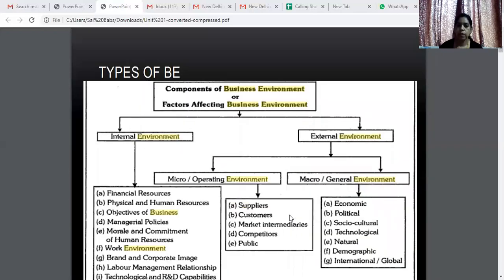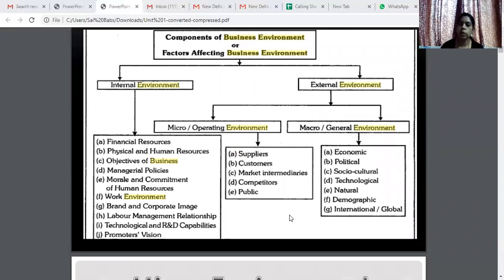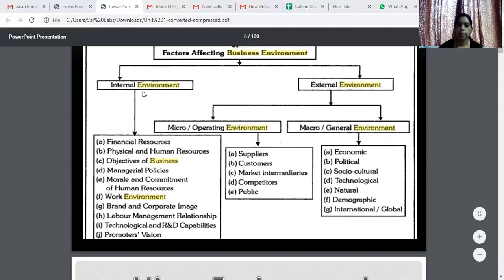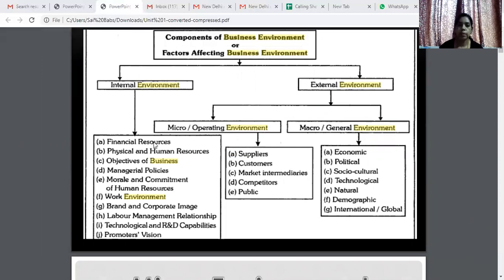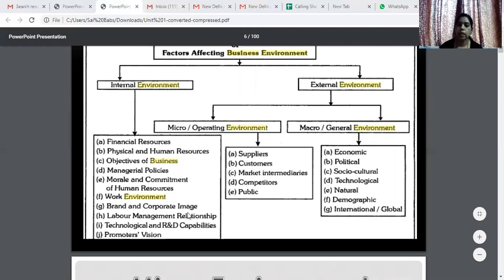Then types of environment. Environment will be divided into two parts generally, internal environment and external environment. So internal environment means the environment within the organization. External environment means external environment that is outside of the firm. So internal environment means the financial resources, physical and human resource, objective of business, managerial policies, moral and commitment of human resource, work environment, brand and corporate image, labor management relationship, technological and R&D capabilities, research and development capabilities, and promoters vision.